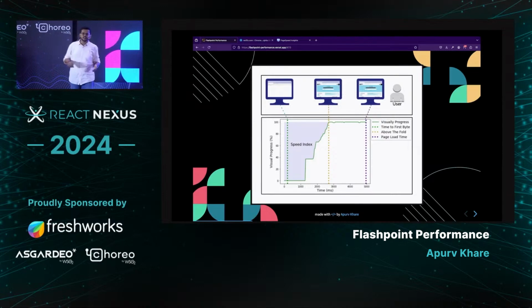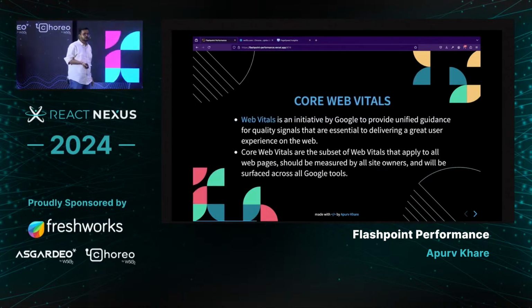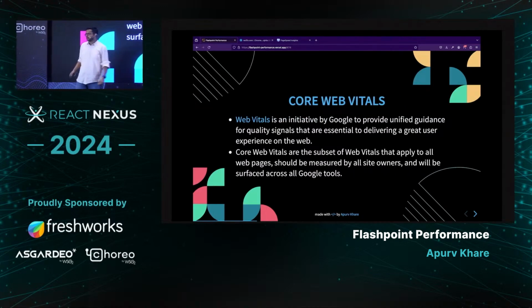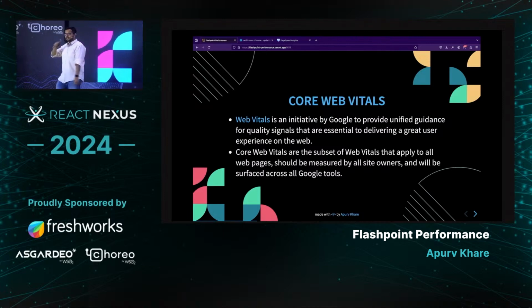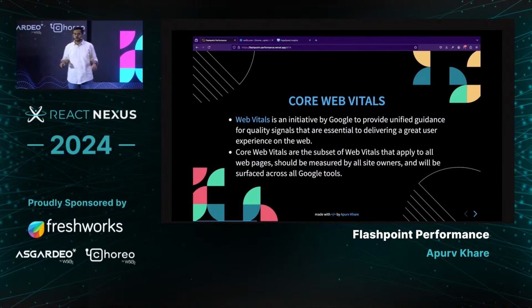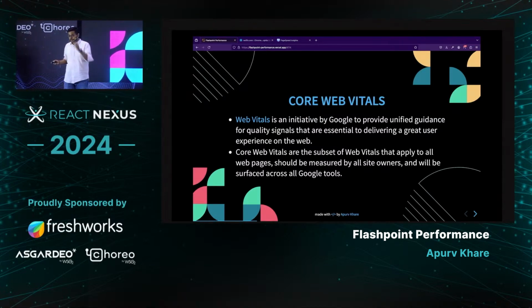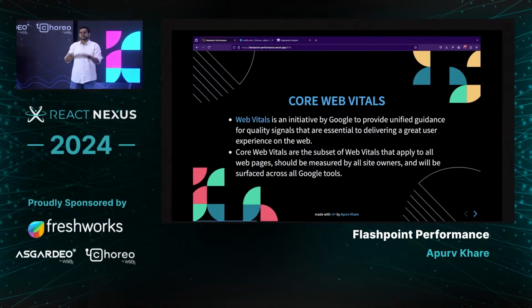Okay, so these were the browser-centric metrics. Let's talk about the user-centric metrics. Here we'll talk about Core Web Vitals. It is an initiative by Google to provide unified guidance over web app performance, and Core Web Vitals are a subset of them.